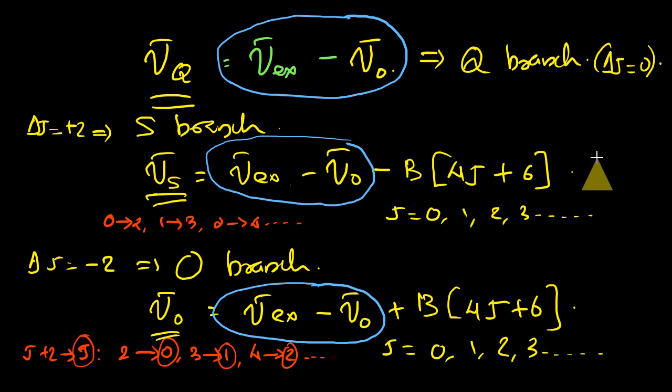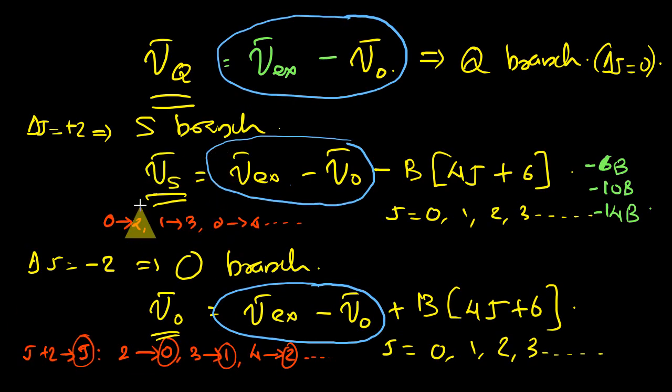For J equal to 0, that is equal to B into 0 plus 6, that is equal to 6B. When J is equal to 1, it is equal to 4 plus 6, that is 10B. Then J equal to 2 gives 8 plus 6, that is 14B, etc. Right? So these quantities are getting reduced to minus 6B, minus 10B, minus 14B, etc. So you will get the first line here, which is 6B less than this line, right? 6B less than this line. So it will appear like this, 6B.